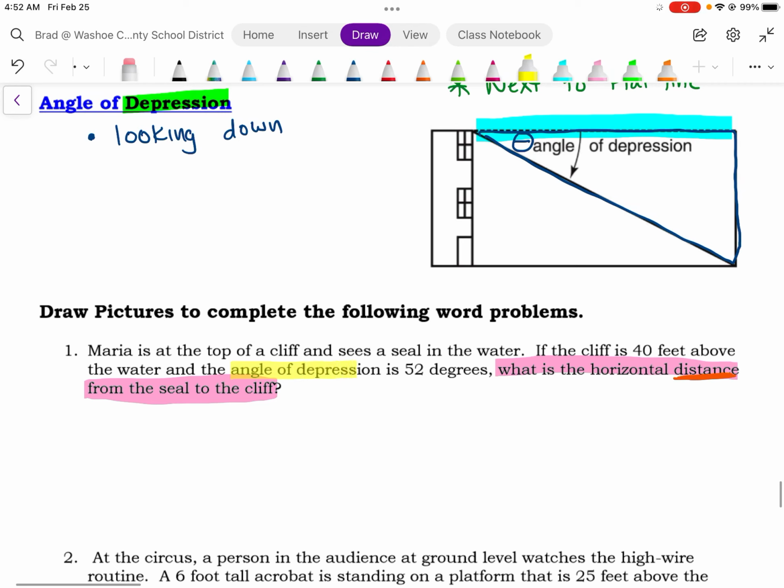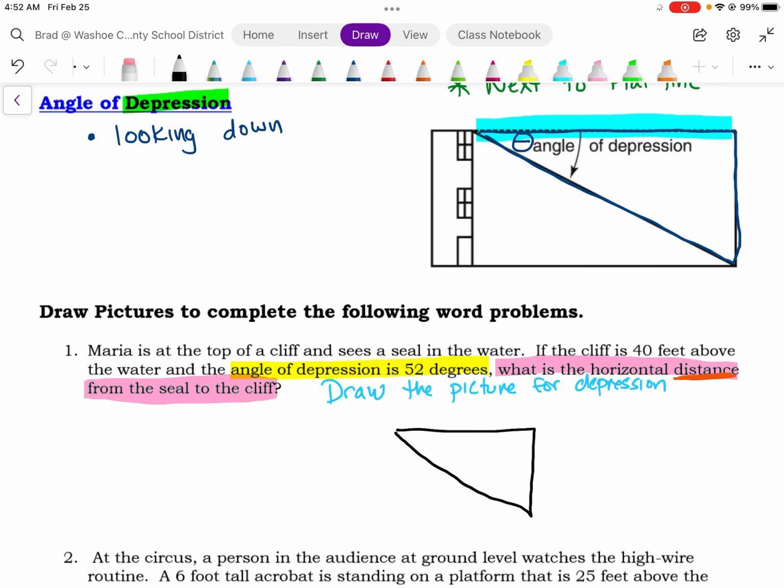So it tells me angle of depression is 52 degrees. So whenever I see that, you're immediately going to draw a picture. We're going to draw the picture for depression. And that's going to be the big thing for us today. That's going to be so helpful, is to draw that picture correctly. So just like we see up there in blue, this is the worst triangle ever, but you guys will let me go. And then I'm going to put my theta right here. Now my theta in this case is 52 degrees. Okay, so once we have that, it kind of helps us put everything together.